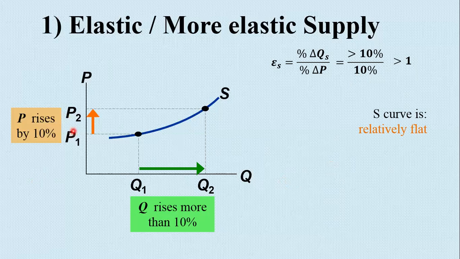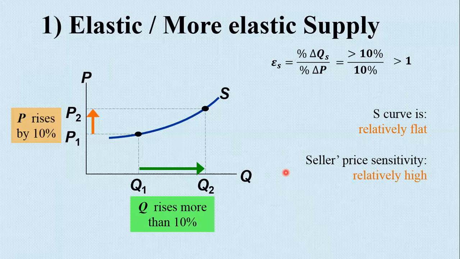We can see that the smaller change in price is caused by the larger change in quantity supplied. Okay? Seller's price sensitivity is relatively high because a smaller change in price is causing a larger change in quantities supplied. यानी कि वो small change price में करता है तो he'll be able to sell larger quantity. ठीक है तो relatively higher seller's price sensitivity and elasticity is more elastic.